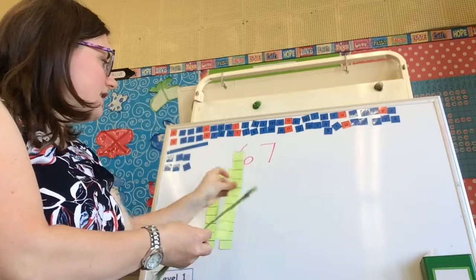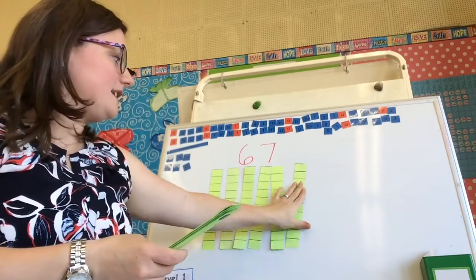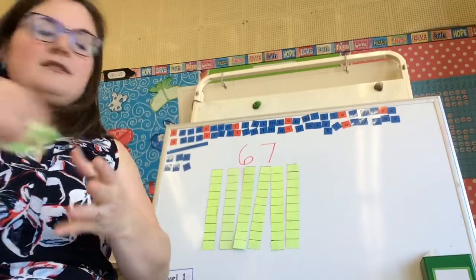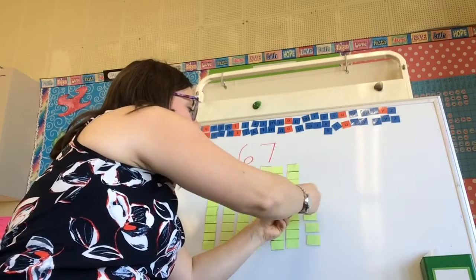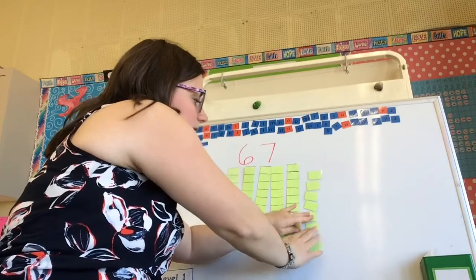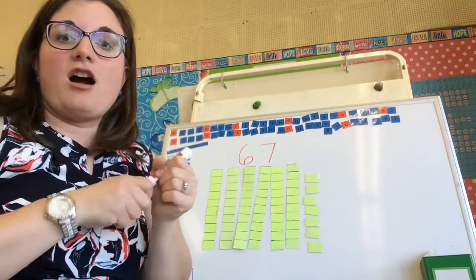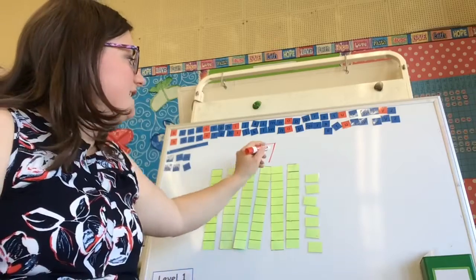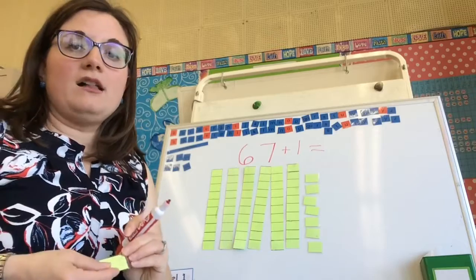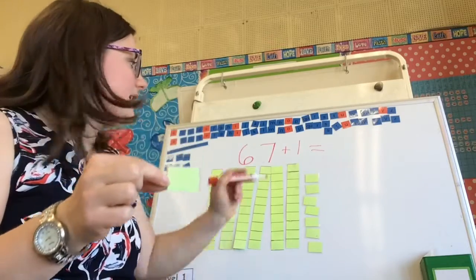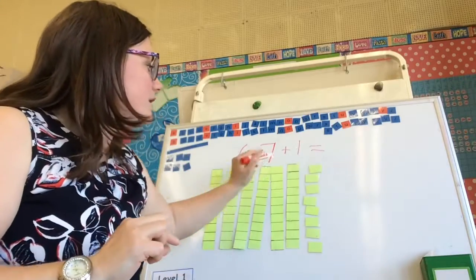So I'm going to put our 67 on the board. 10, 20, 30, 40, 50, 60. So I've got my 60 here. And then I'm going to get my 7 ones. 1, 2, 3, 4, 5, 6, 7. Okay. And I'm going to write our number sentence of 67 plus 1 equals, well, what I'm doing is adding a 1, right? So I have 7 ones and I'm going to add 1 more.